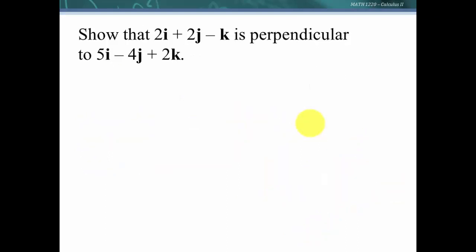Now let's show that these two vectors are perpendicular to each other. Cosine theta equals the dot product of the two vectors. 2 times 5 is 10, plus 2 times negative 4 is negative 8, plus negative 1 times 2 is negative 2, over the magnitudes, which we don't really need to compute because we see that the numerator is 0. So we would get 0.